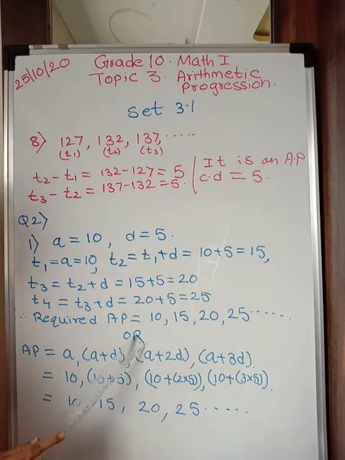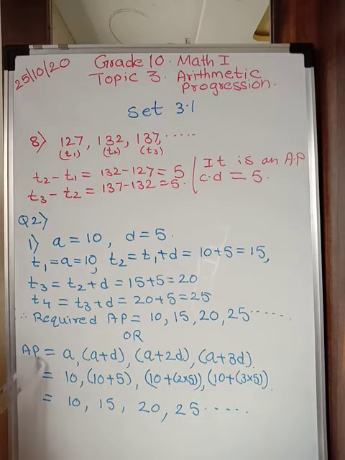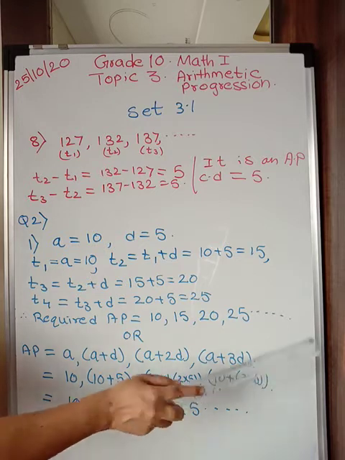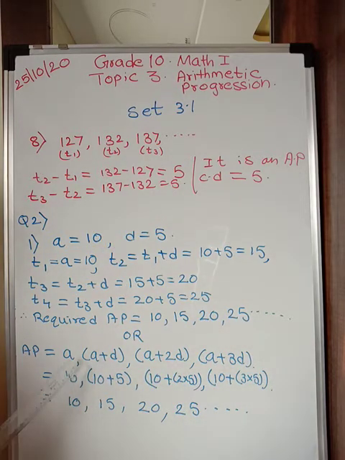Alright, or I have told you one formula. What is the formula to write an AP? A, where A is the first term and D is the common difference. So A, the second term will be A plus D, the third term will be A plus 2D, the fourth term will be A plus 3D and so on. Just substitute. A is 10, the second term is 10 plus 5, you get 15.